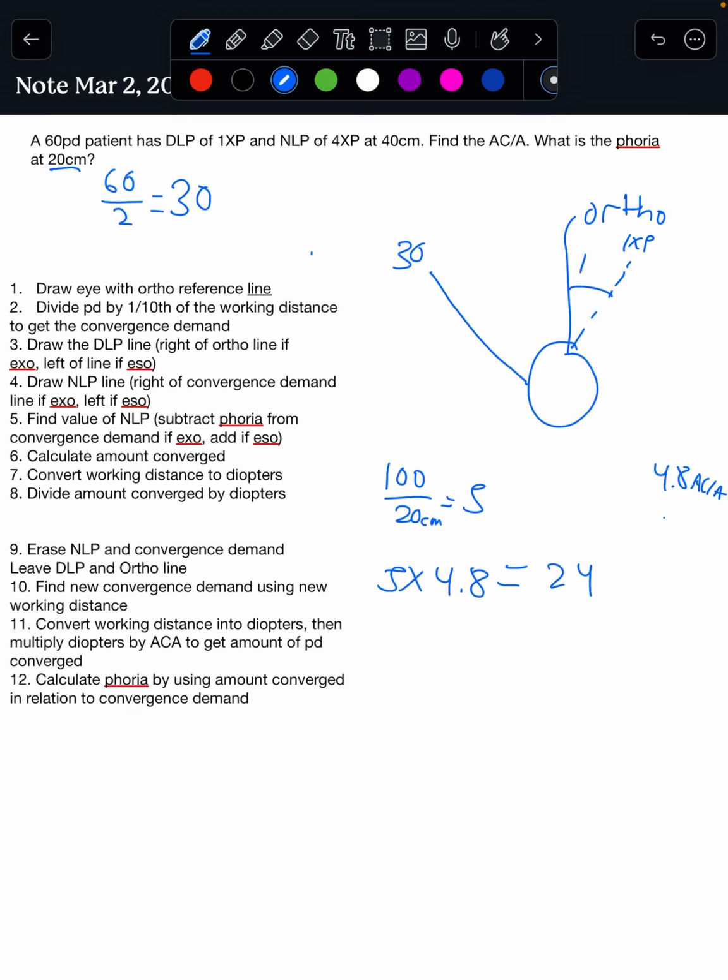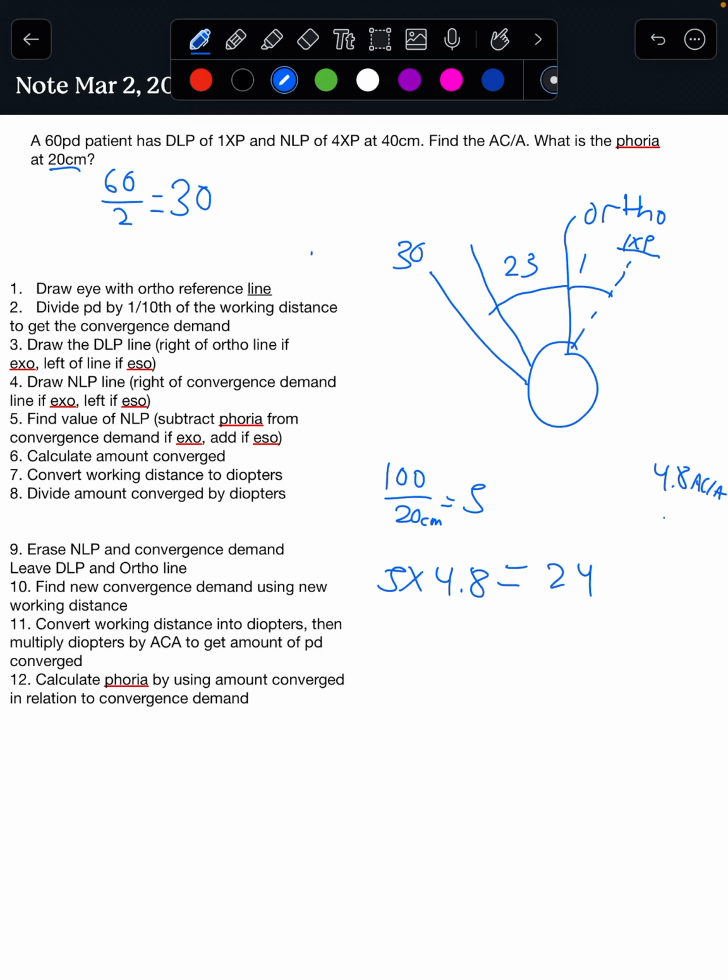Okay, so what does that number mean? That is the total amount of prism diopters this patient has converged. So remember, they started at 1 XP, and from there they converged 24. So from 1 XP to ortho, they converged 1, and then they have 23 left to converge. So we know they converge 23 more, and they land right about here because they don't quite reach 30, right? So they only converge 23 when they're supposed to converge 30.